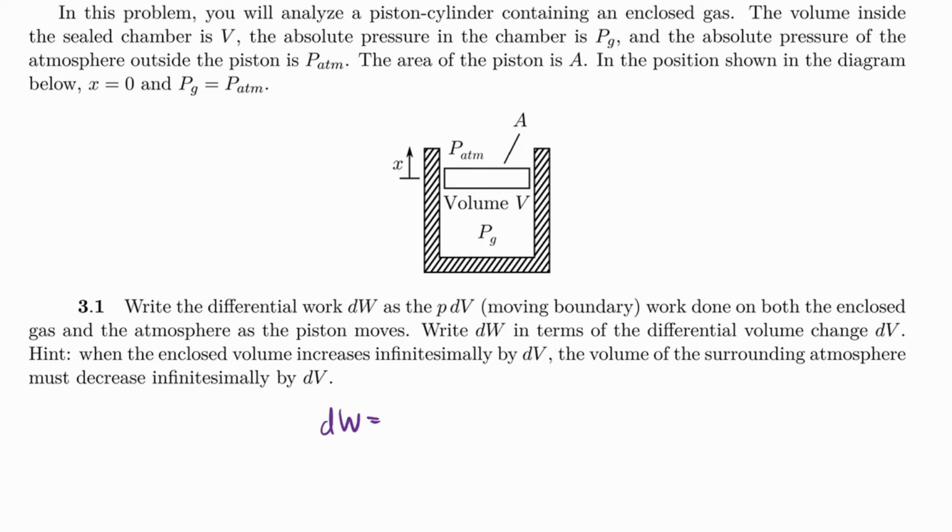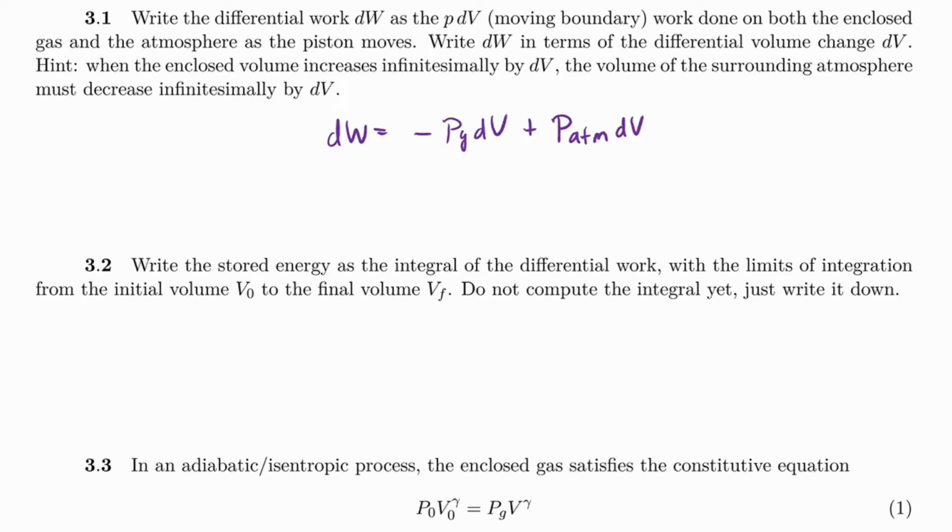So we're first asked to write the differential work, dW, as the pressure-volume, or moving boundary, work done on the enclosed gas and the atmosphere. So we have to consider whether the work done is positive on the atmosphere and/or positive on the enclosed gas when the volume increases by an infinitesimal amount dV. So the correct signs are shown. The differential work is minus Pg times dV plus P atmosphere times dV.